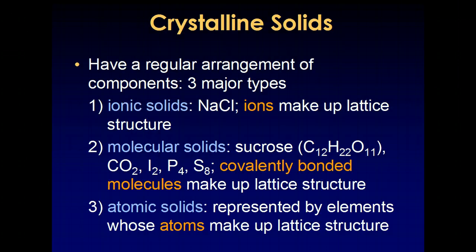So we've got here a few solids. Ionic solids are going to be formed using ions. They make up the lattice structure of that solid. In a molecular solid, we see the covalently bonded molecules, the groups of atoms bonded together by covalent bonds, are the main structure behind that lattice. And then in atomic solids, we have individual atoms, which can be both metallic and noble gases.